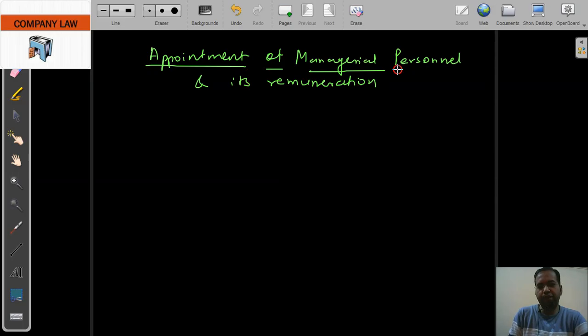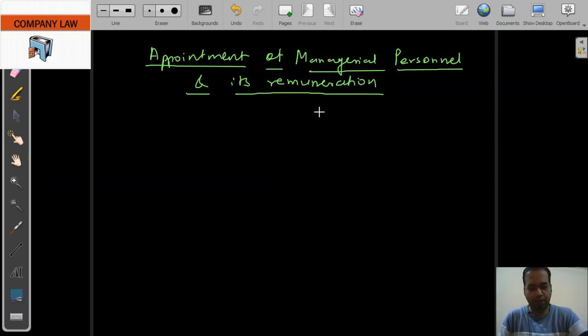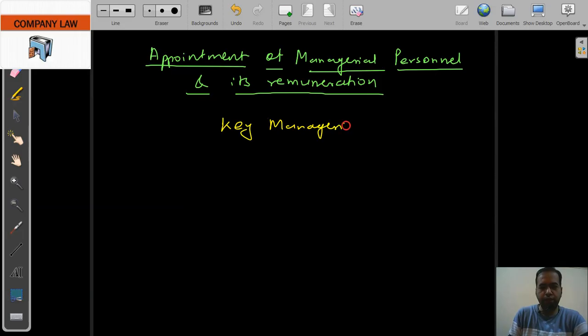So there are various provisions from section number 196 onwards. Okay, we are going to talk about that. Before that, we need to understand the various definitions. The first very important definition is key managerial personnel. Okay, so in short we can call it KMP.